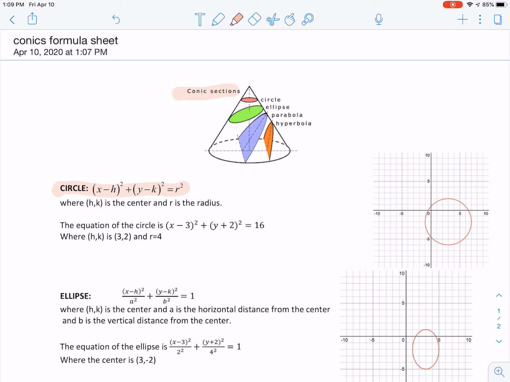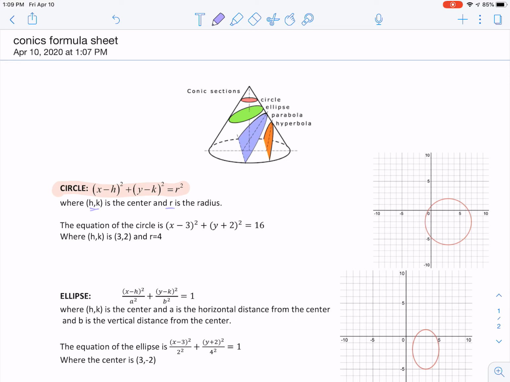So the first one we have is a circle, and that's when you cut a cone parallel to the base. So if you look right here, this cone was cut parallel to the base down there, and that's how you get a flat circle. And so (h, k) is always the center of the circle and r is the radius, and there's your formula.